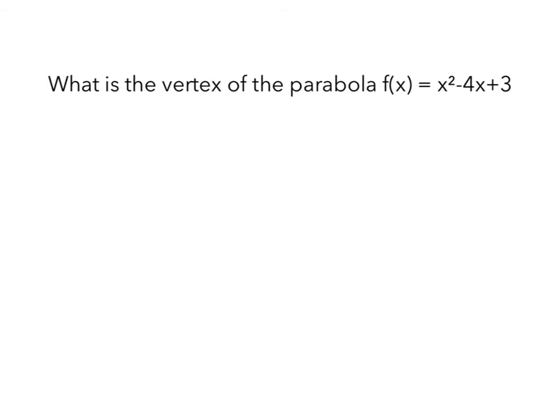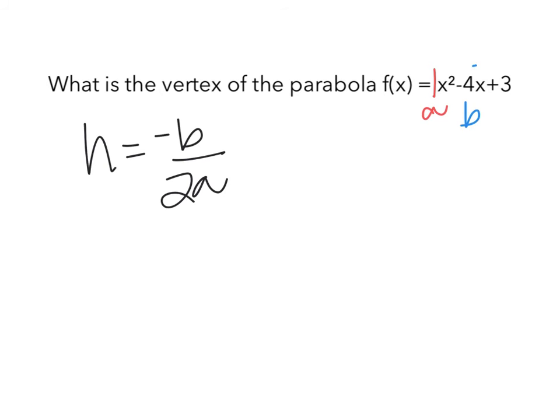All right, so we got to find the vertex of this parabola. Now I'm going to show you the long way, and then I'm going to show you a shortcut. So the long way is we've got to do all that work for the negative b over 2a. So h equals negative b over 2a, and then we have to find out what the y value is. So we've got to know that the a value here is 1. We know the b value is negative 4, and the c value is 3, which we really don't need c for this first part.